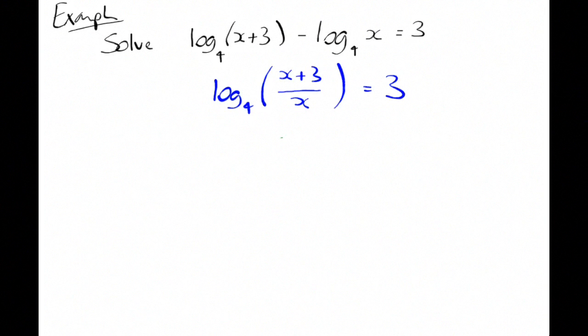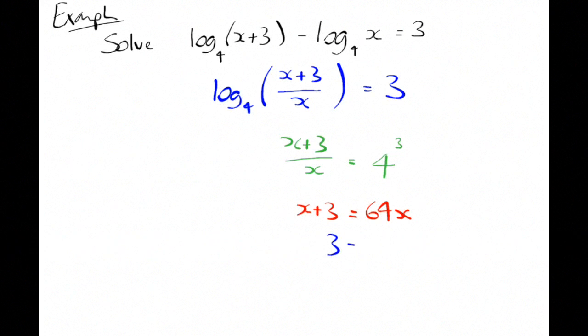Now I want to undo my log. If you remember when we first defined what a log is, it's all about the power. So log to the base 4 means that x plus 3 over x equals 4 to the power whatever's on the other side. So in this case it's 4 to the power 3. 4 to the power 3 is 64, multiply through by the x, so x plus 3 equals 64x. Get rid of the x, so I get 3 equals 63x. So x equals 3 over 63, simplified to 1 over 21.